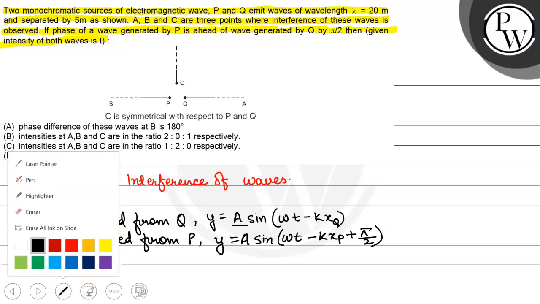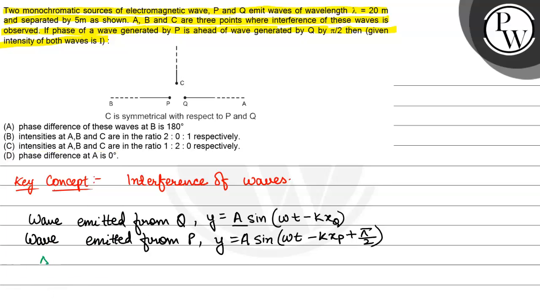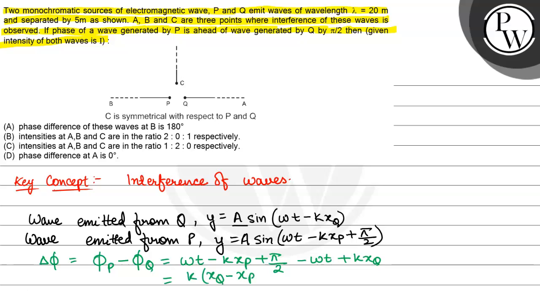So, the phase difference delta phi will be equal to phi of P minus phi of Q, that is omega t minus k xp plus pi by 2 minus omega t plus k xq. So that will be equal to k into xq minus xp plus pi by 2. This will be the phase difference, that is delta phi.